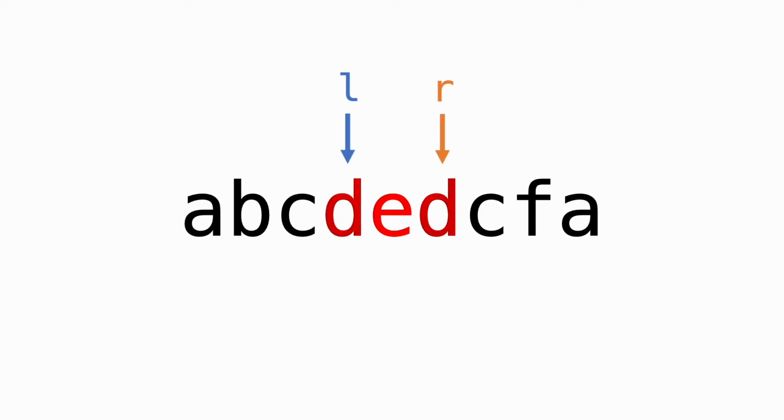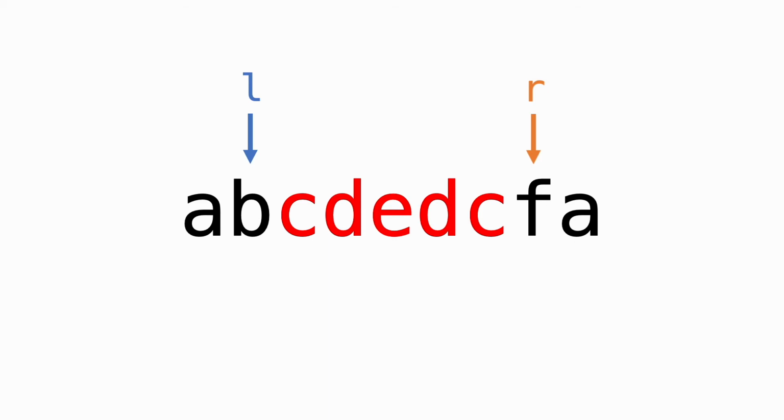And now that we know that DED is a palindrome, when checking the substring CDEDC, again, instead of starting from the middle all over again, we can just check the outer characters. Now when we check the next set of characters, we see that they're different. That means that this substring is not a palindrome, so any other longer substrings won't be palindromes either. So we can actually just stop here, and we don't need to check any more characters.